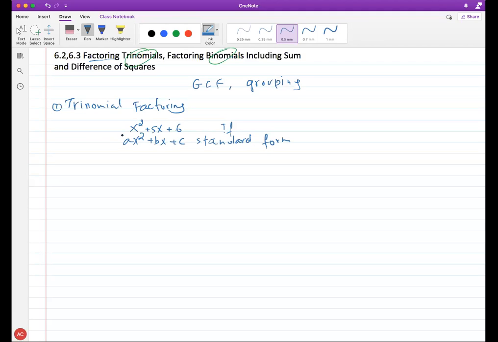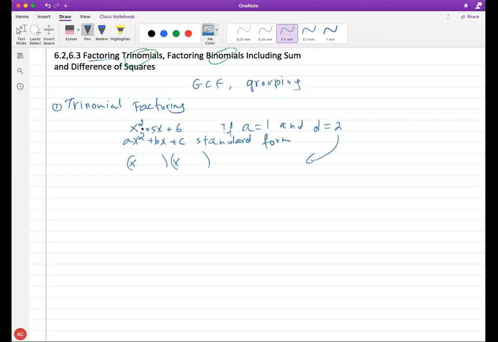So if A is 1, A is the number here, an invisible one, and degree is 2. If these two conditions are met, we can immediately turn this into something like this. Two sets of parentheses, and we start each one with x. The reason we do that is because we have x to the second. If we distribute x times x, it will be x to the second. So immediately turn this into two sets of parentheses. That's the multiplication we need.